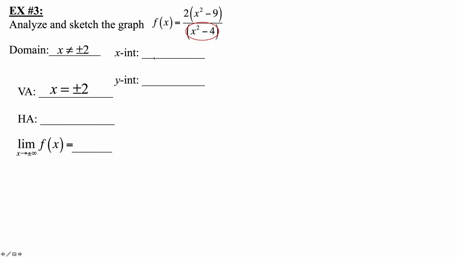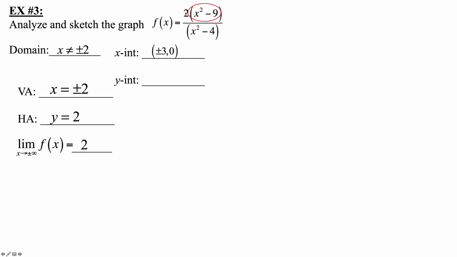My horizontal asymptote, notice that our x squareds are the same, so our ratio 2 over 1, that's going to be my horizontal asymptote. Since this is my horizontal asymptote, that's going to be my limit as x approaches both positive and negative infinity. Remember, that's our horizontal asymptote rule. X-intercept, take the top binomial, set that equal to 0 and solve. So that would be x equals positive or negative 3, but we're going to write these as points.